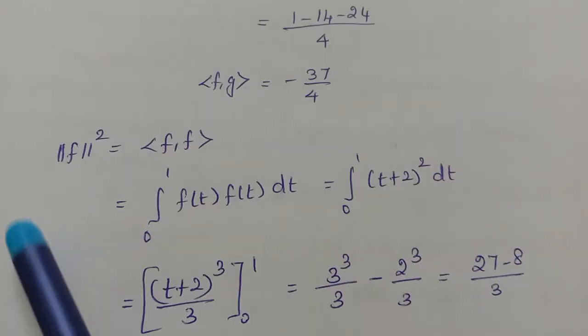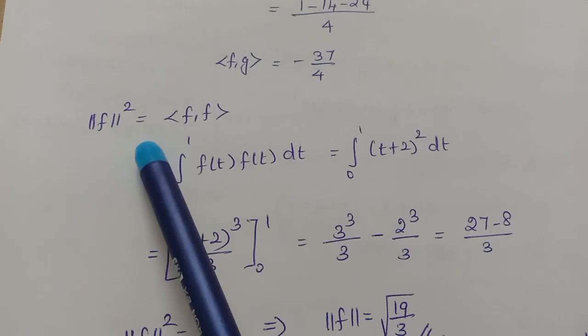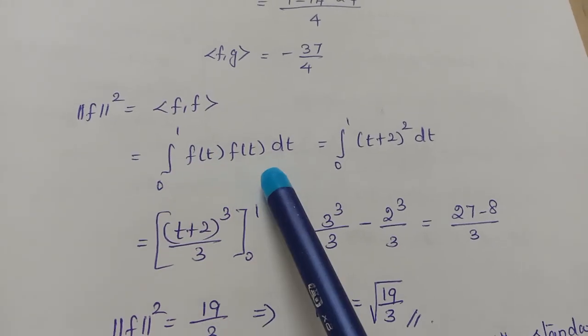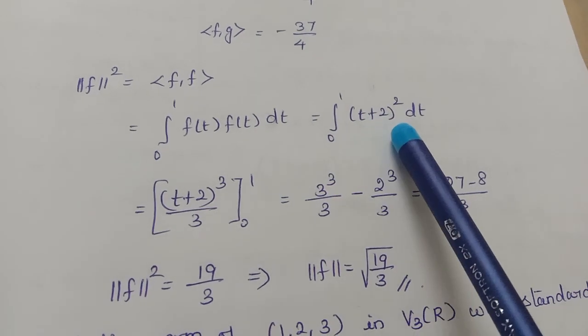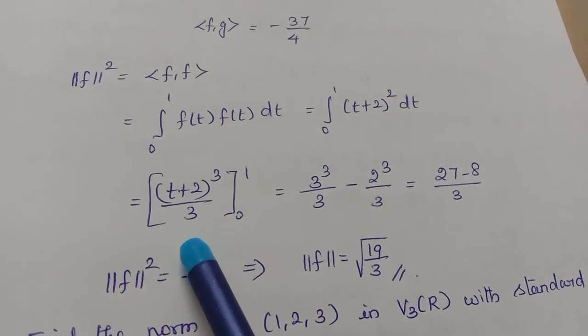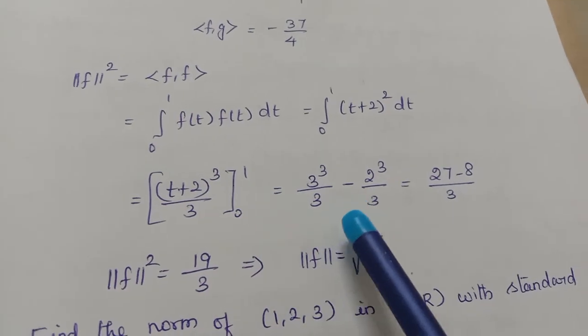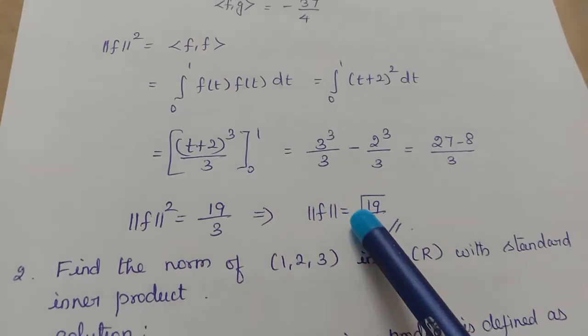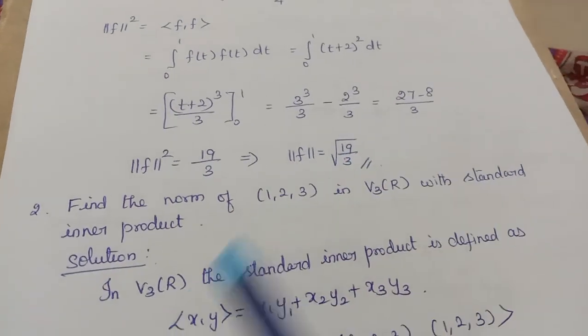Next one, the norm of f. What is norm f square? It is equal to the inner product of f with itself. So integral 0 to 1 of f of t whole square dt, equal to t plus 2 the whole square dt. So what is the integration? t plus 2 the whole cube by 3 within the limit 0 to 1. So what is the answer? 19 by 3. Therefore norm f is equal to the square root of 19 by 3.